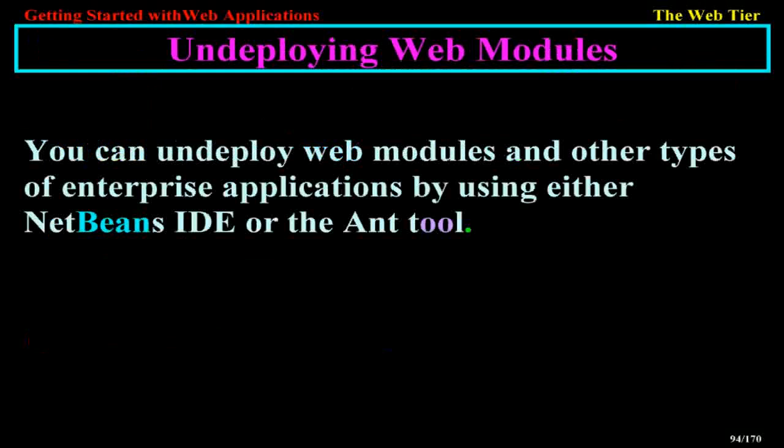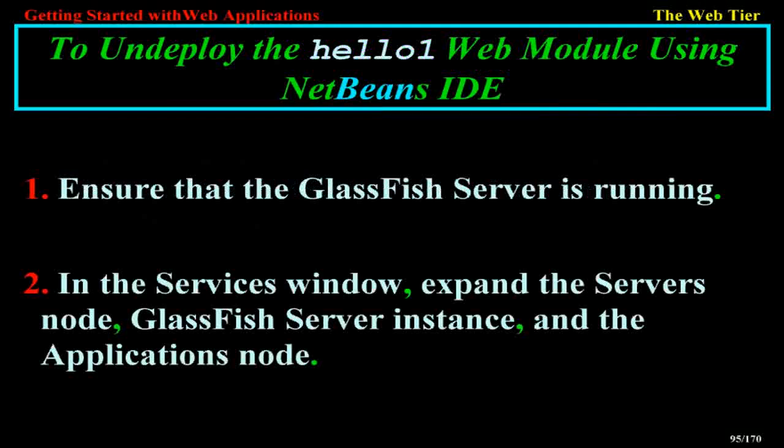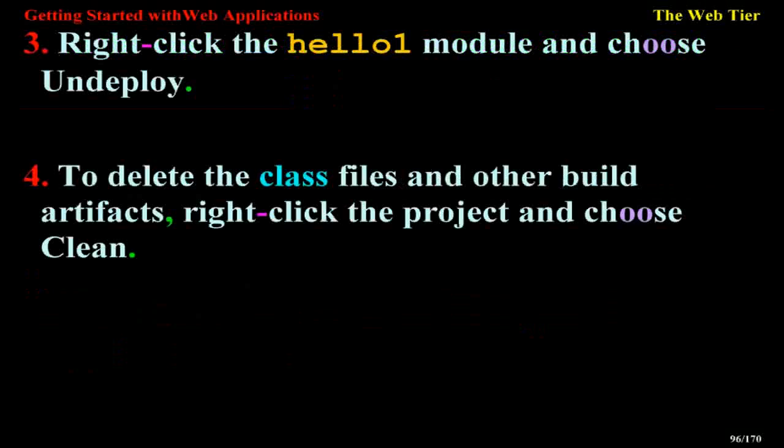Undeploying web modules. You can undeploy web modules and other types of enterprise applications by using either NetBeans IDE or the Ant tool. To undeploy the Hello1 web module using NetBeans IDE, ensure that the GlassFish server is running. In the Services window, expand the Servers node, the GlassFish server instance, and the Applications node. Right-click the Hello1 module and choose Undeploy. To delete the class files and other build artifacts, right-click the project and choose Clean.